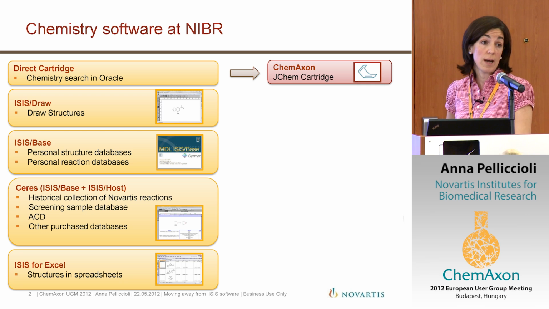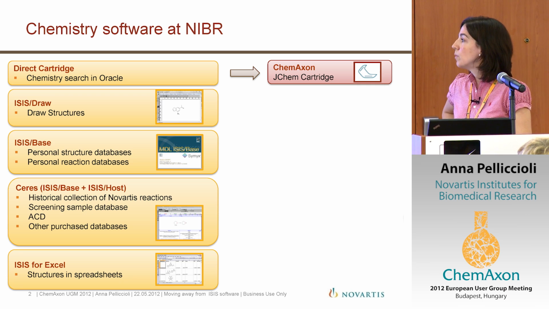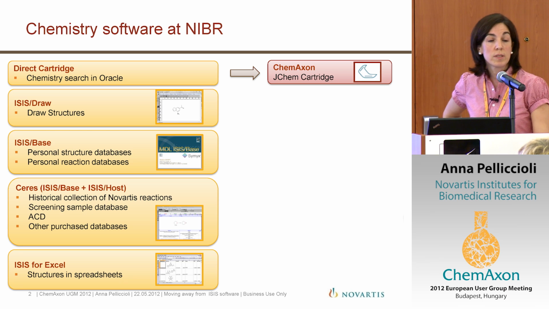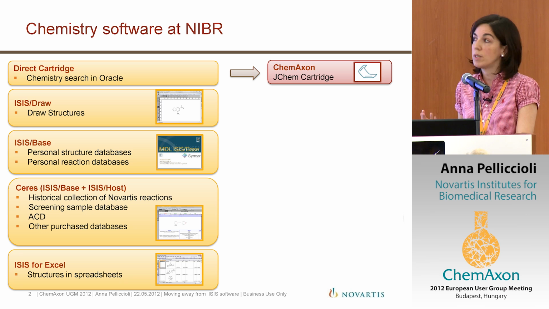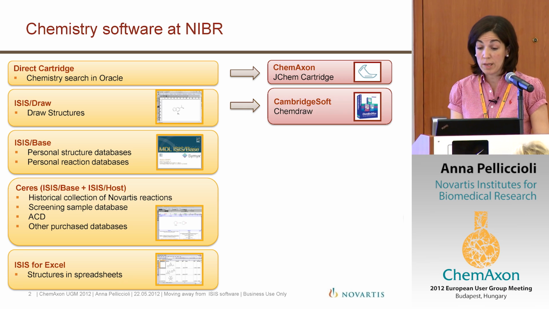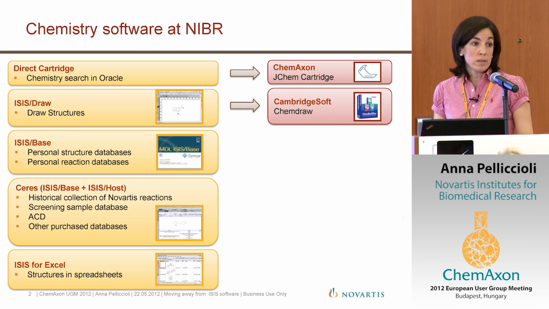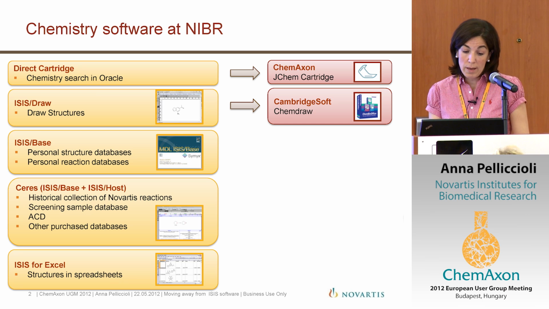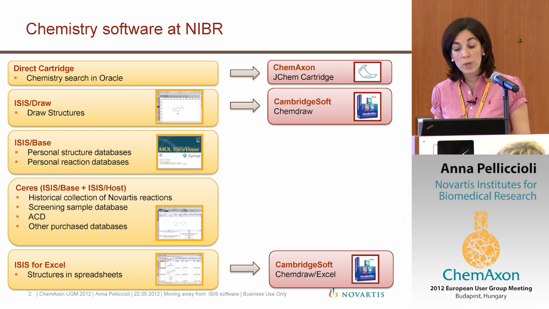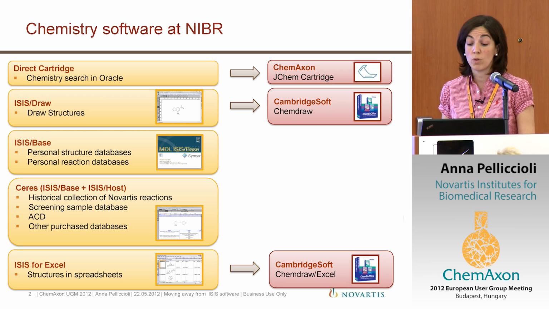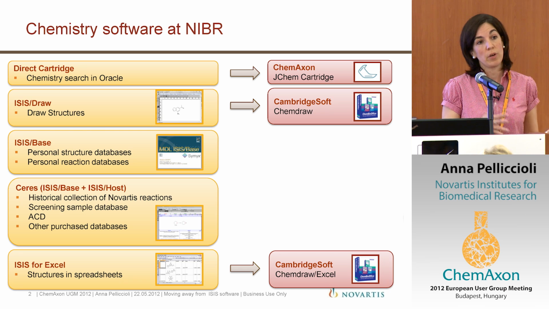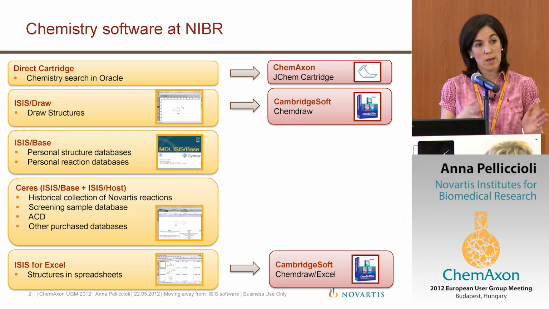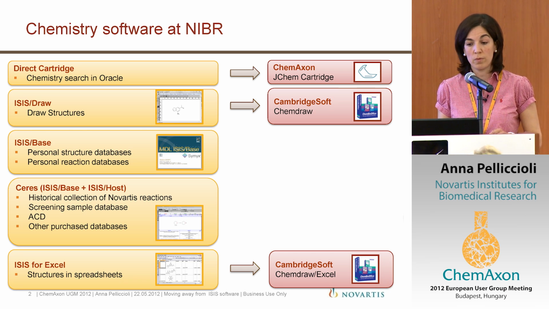Now, going back to our IJC problem, we saw that for some parts of it we had some obvious choices. We already had ChemDraw, so we could easily replace IJC Draw with ChemDraw. And as part of the Cambridge suite, we also had ChemDraw for Excel, so we could use that instead. So we started pointing chemists to those tools and asked them to try them out and try to move in that direction.